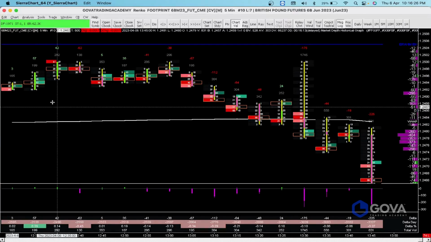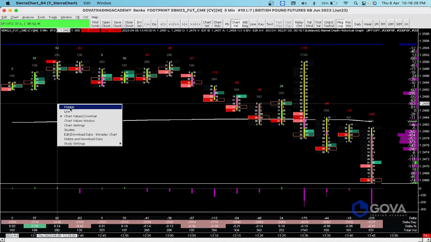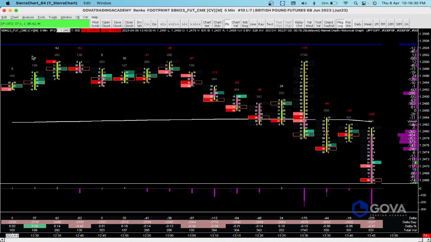Now look at it. You can see we have 57 buyers here. We have 57 buyers coming into a supply zone, and you can see how they are unable to push price higher. These buyers are being trapped in this area in a supply zone because they were unable to push this price higher. They were not able to push the price higher than the area, okay?